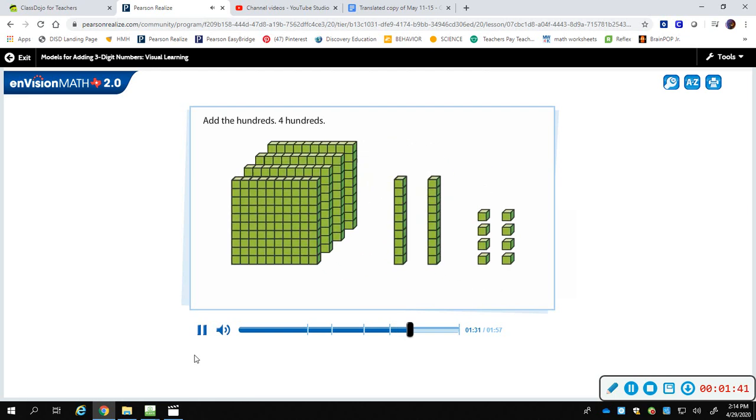Add the hundreds. 4 hundreds. Now look at the place value blocks to show this sum. The sum is 428. In the activity that follows, how does breaking apart numbers by their place value help you to add them?